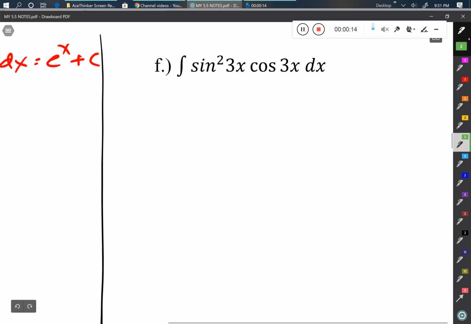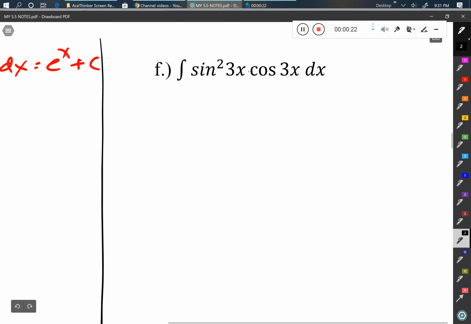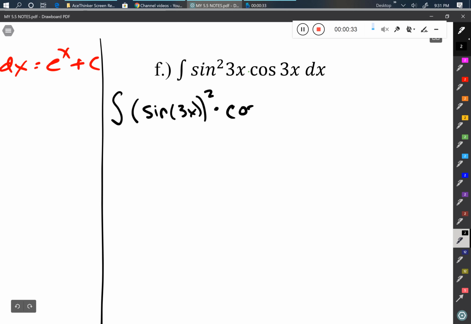So I'm recognizing this is two things being multiplied together. First thing I'd like to do, though, is rewrite this so it's a more clear representation. This is the integral of the quantity, the sine of 3x, that quantity is squared, multiplied by the cosine of 3x dx.